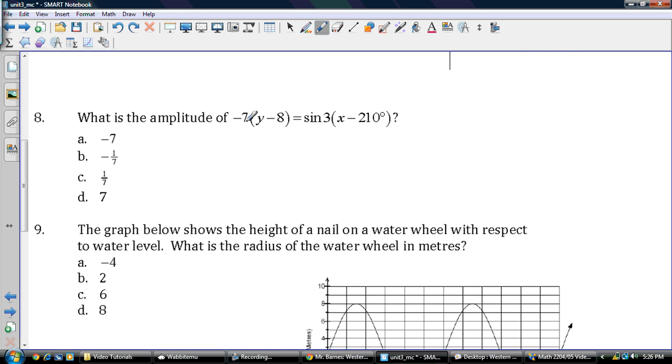What is the amplitude of this thing? The VS is equal to the amplitude, and my VS is 1 over 7. Amplitude is never negative, so we have to flip it. Done deal.